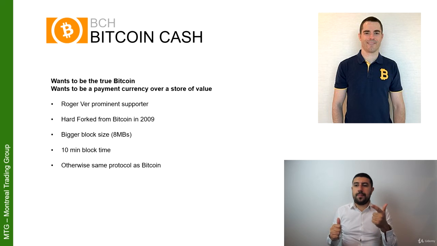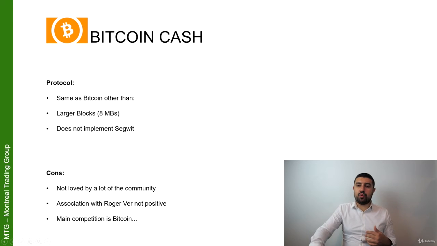He wants to be a payment currency over a store of value. And that's why he had 8 megabytes block, because he wants to be able to do more transactions quicker. Hard forked in 2009, bigger block size, so 8 megabytes. Same thing, the rest 10 minutes block time, and otherwise same protocol as Bitcoin. So same protocol as Bitcoin, larger blocks, so 8 megabytes, does not implement SegWit.